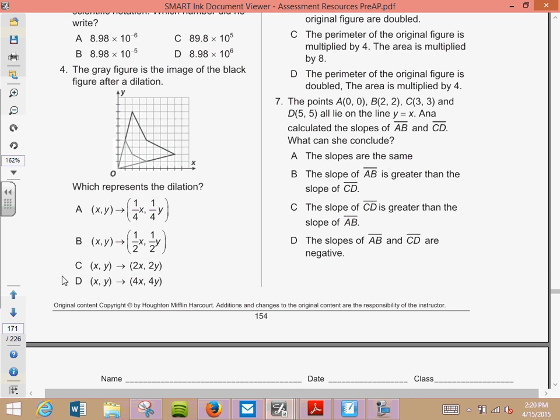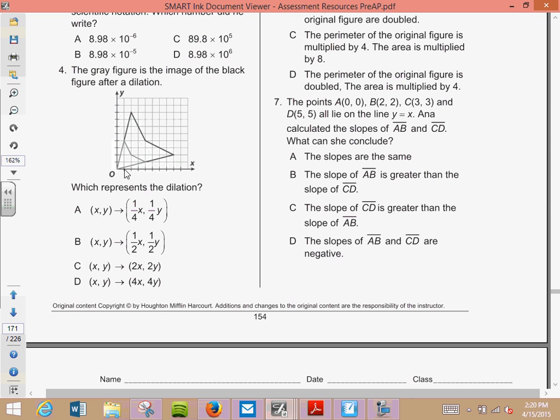I just explained it. Dilation is going from the black figure to the gray figure. So if it's shrinking, then it has to be a fraction or a small number, right? No, it just said the figure is the image of the black figure. Image, pre-image. Remember that. So now that we eliminated C and D, how can you figure out which one it is?